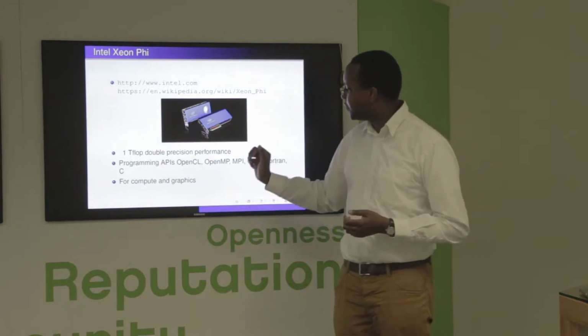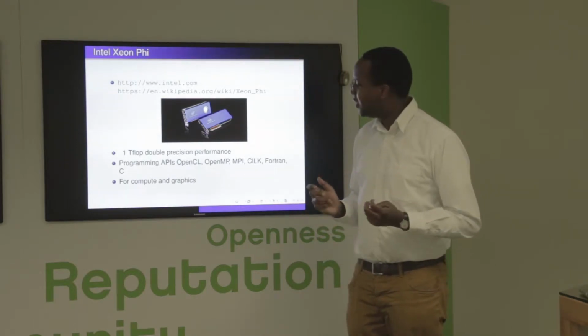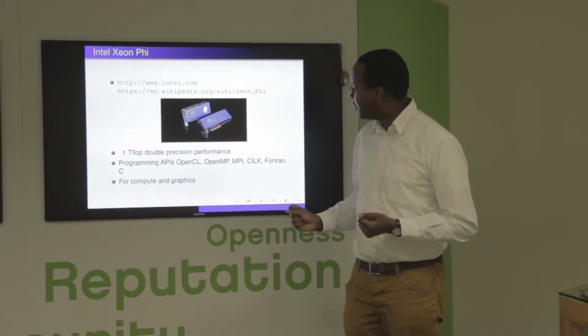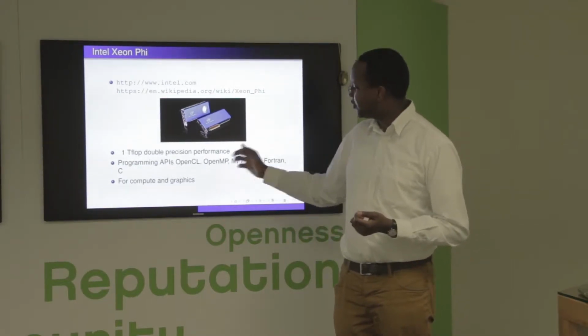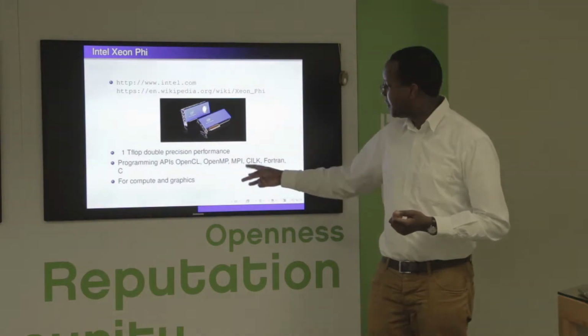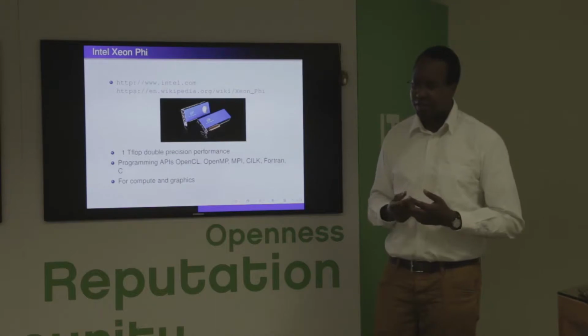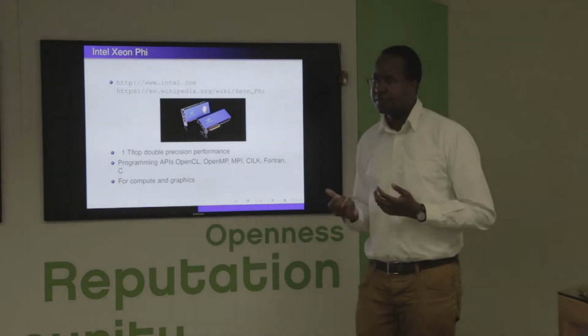It accepts OpenCL as well, which is nice. So if you use OpenCL, you can use that everywhere. But the performance may not be quite as good. It also accepts somewhat more regular interfaces, so OpenMP, Fortran, MPI, and then Cilk, which is one of Intel's programming APIs. Primarily aimed at compute, but it also does graphics.